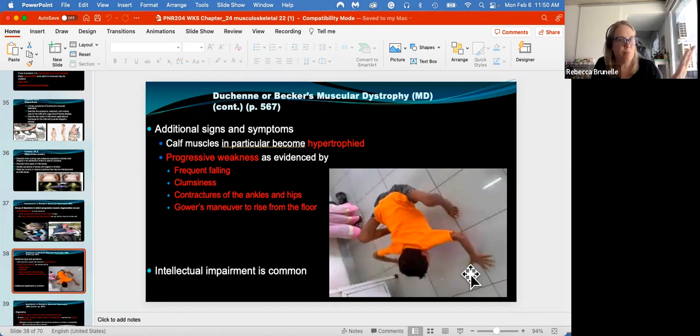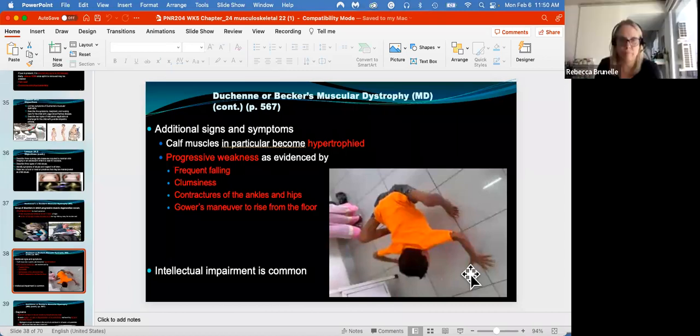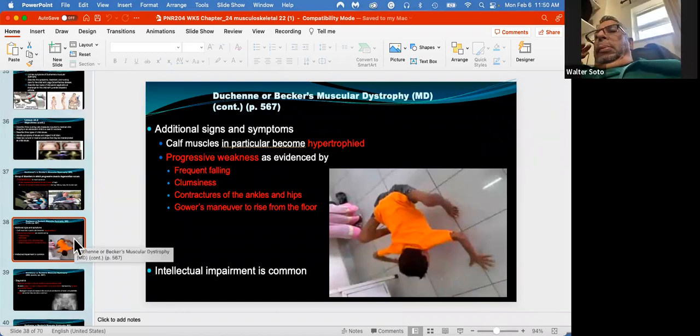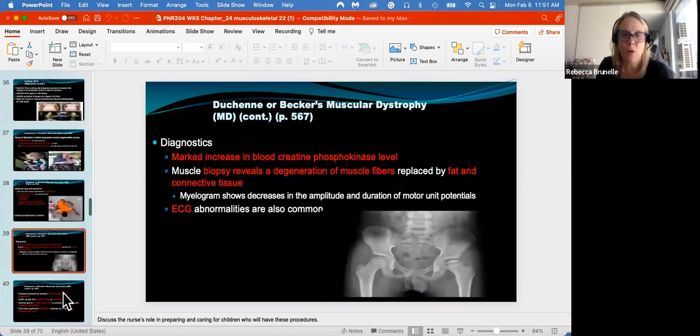So it's progressive, you know, it gets worse over time. And there's usually some element of intellectual impairment. So what do you think people with Duchenne's generally die from? If you have progressive muscle weakness, what would that lead to? They develop the respiratory problems. Yeah, very good, Walter. Pneumonia and all that stuff. Yes, very, very good.